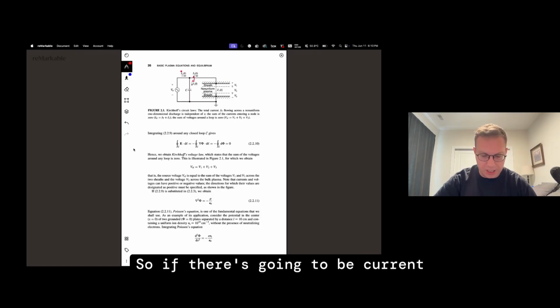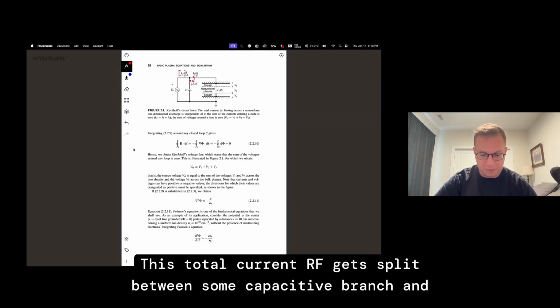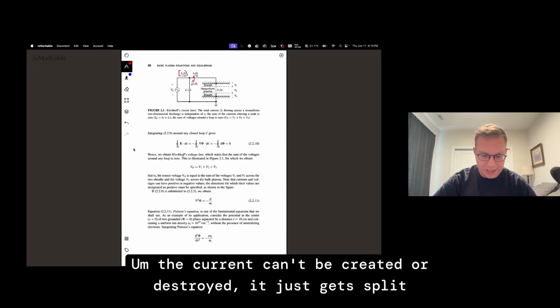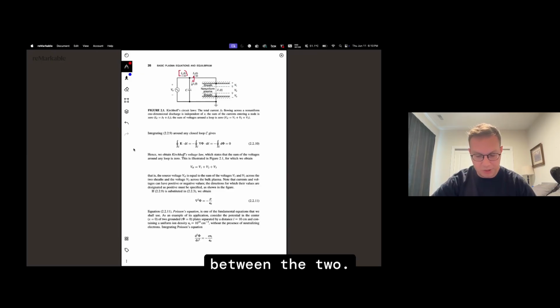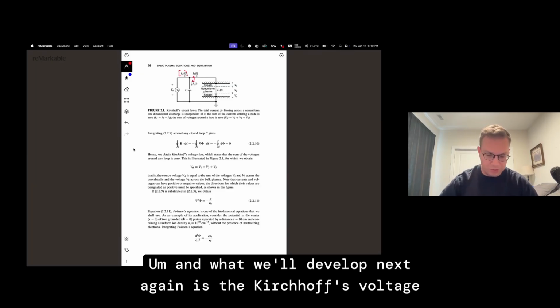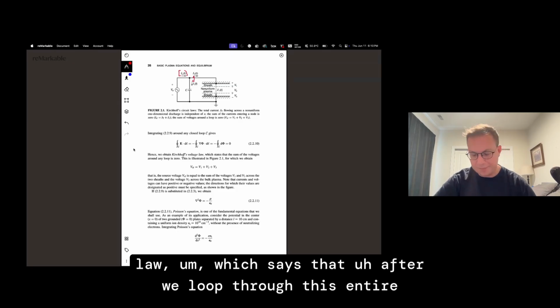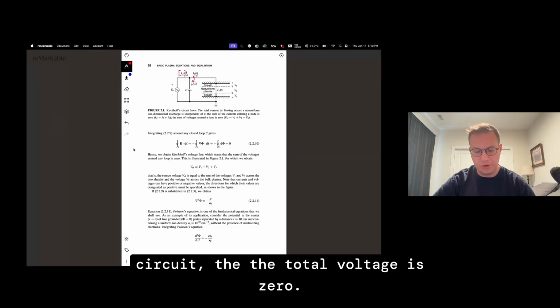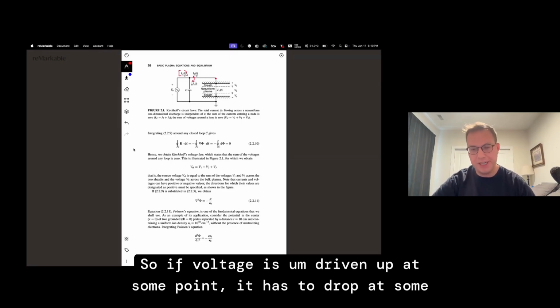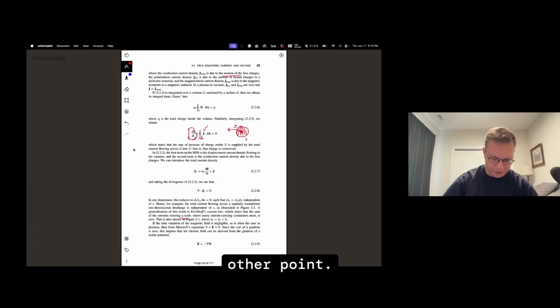So if there's going to be current, this total current RF gets split between some capacitive branch and then the plasma itself. The current can't be created or destroyed, it just gets split between the two. And what we'll develop next is Kirchhoff's voltage law, which says that after we loop through this entire circuit, the total voltage is 0. So if voltage is driven up at some point, it has to drop at some other point.